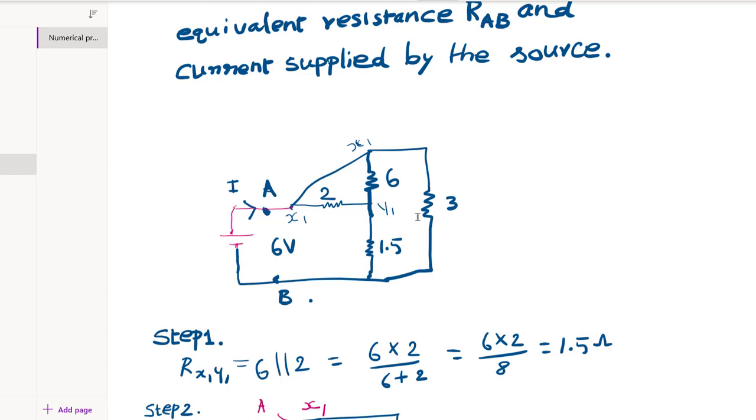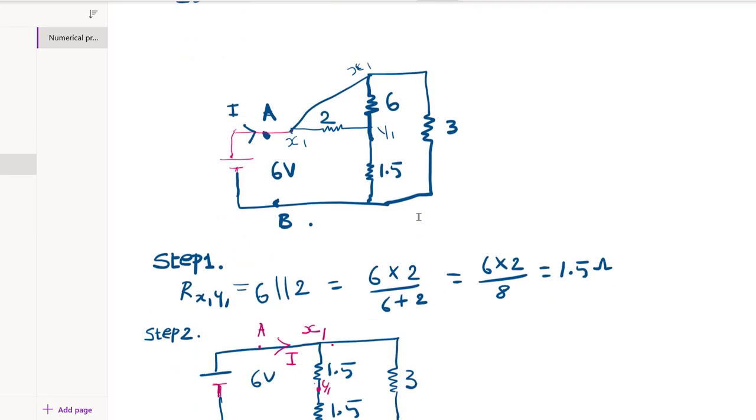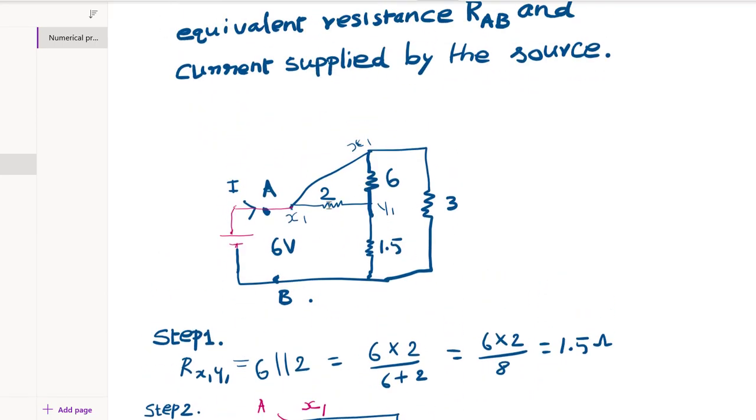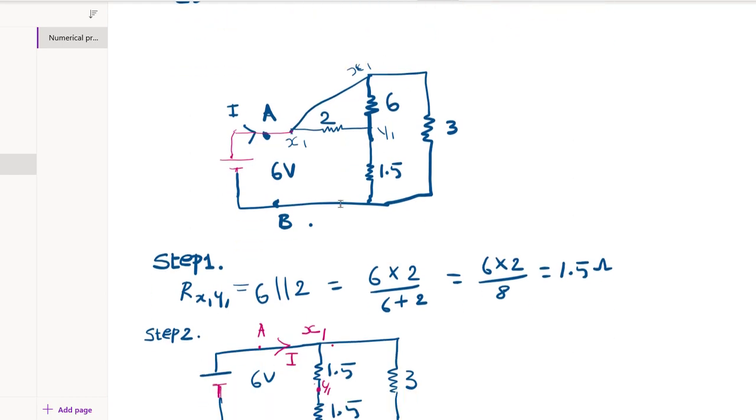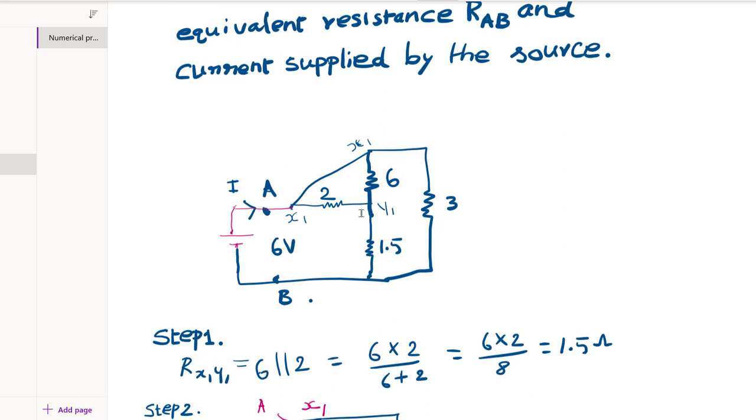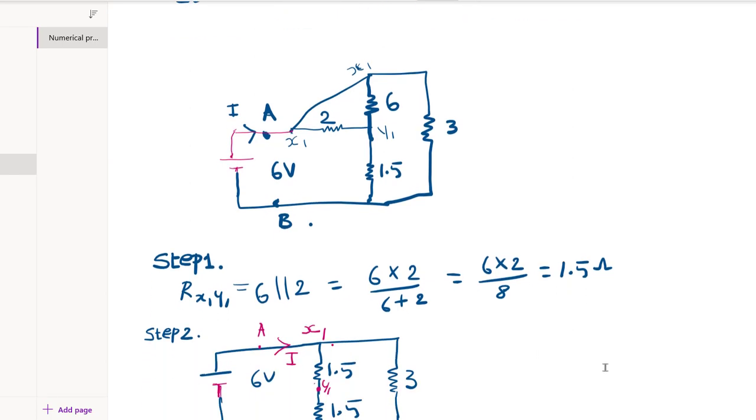To simplify this circuit, we have to redraw the circuit. If you look at this properly, this 2 ohms and 6 ohms are in parallel to each other because Y1 is common to the 2 and 6. Similarly, X1 is also common between 6 and 2. So they are in parallel. The resultant resistance between X1 and Y1 is 6 in parallel with 2, that is 6 into 2 divided by 6 plus 2, that is 6 into 2 divided by 8, then we get 1.5 ohms.